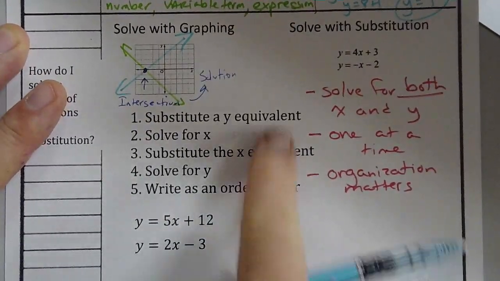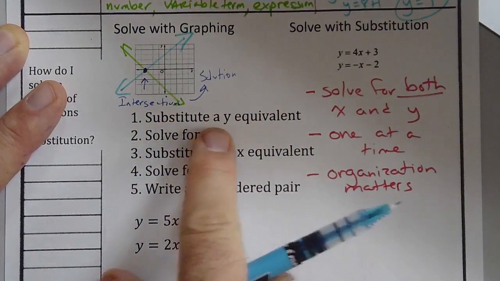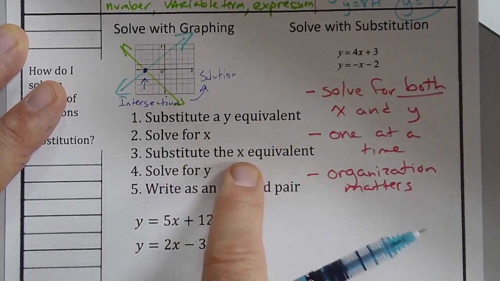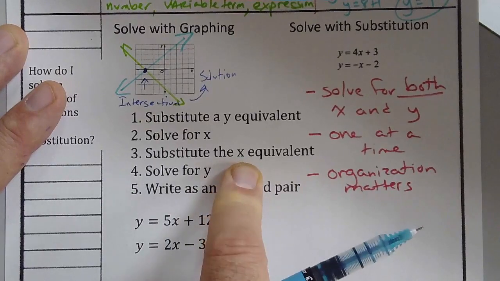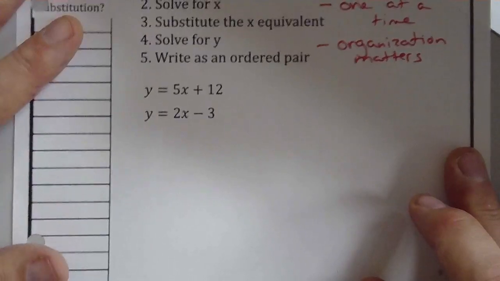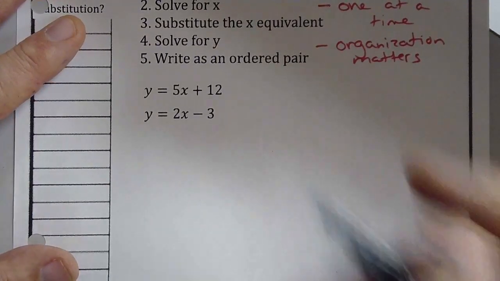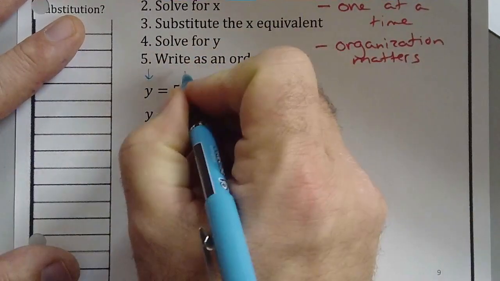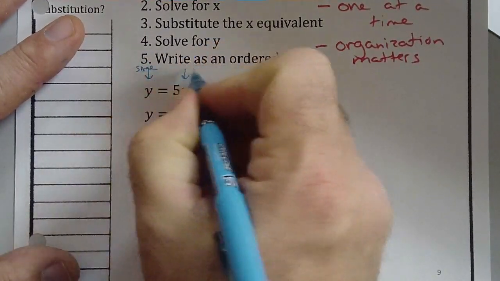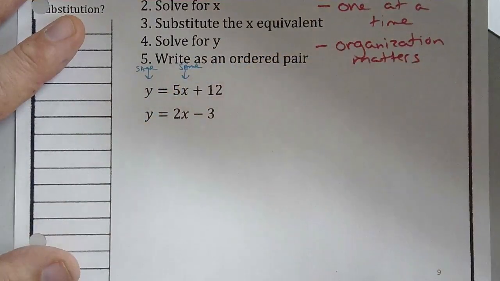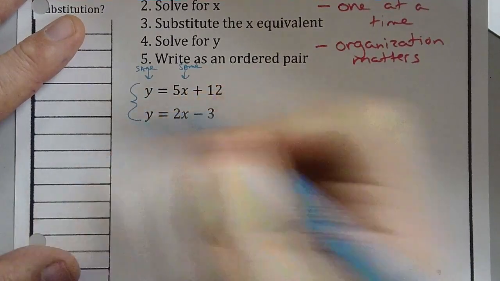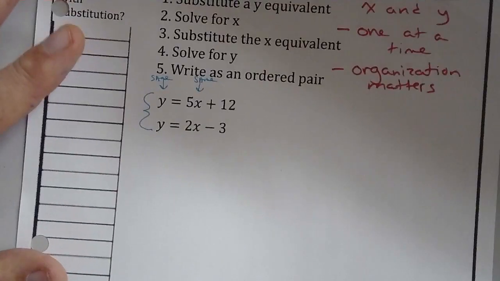Let's try this one. We're going to take an equivalent for y, substitute it in, solve for x, take that value we got for x, substitute it in, solve for y, and then write it as an ordered pair. But let's look at how that works. Something to remember: these y's and these x's are the same. Both those y's are the same to each other. Both those x's are the same to each other. These are two lines that are working together. We don't draw this bracket, but that bracket would tell us that that is a system of equations.